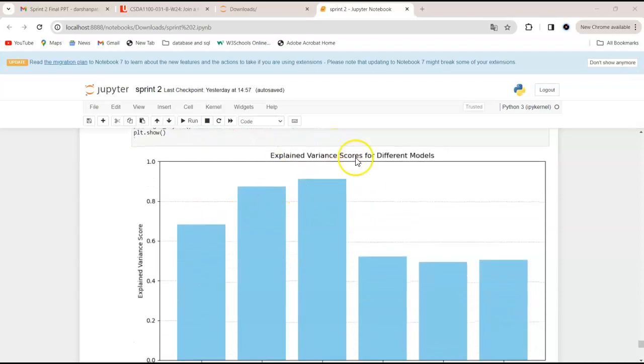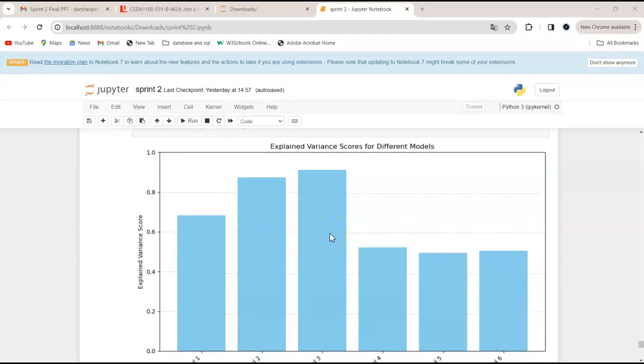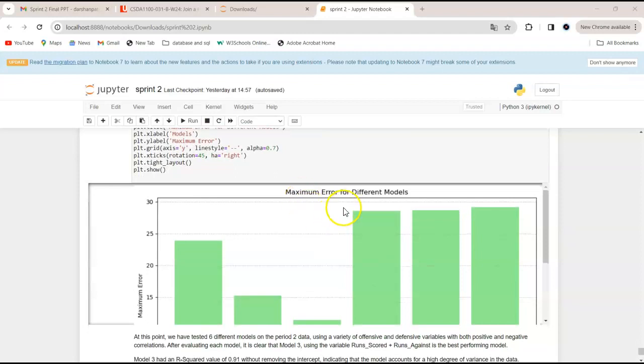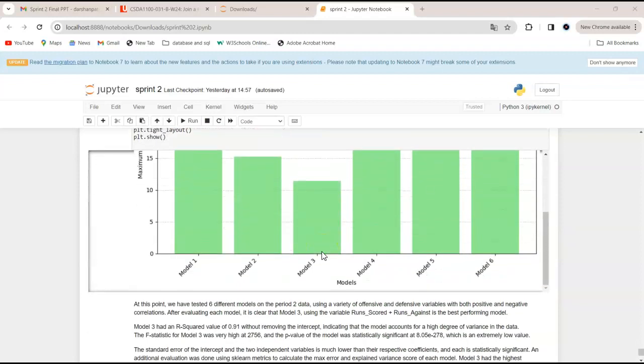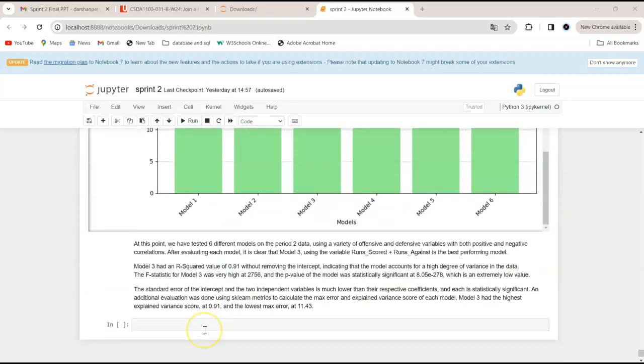I have also created the variance score for the different models. So we can see that the variance score is high for model 3, and the minimum error is also for model 3. So model 3 is the best in my case for the time period 1920 to 1960.